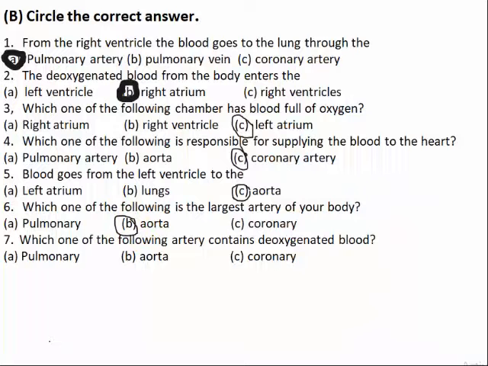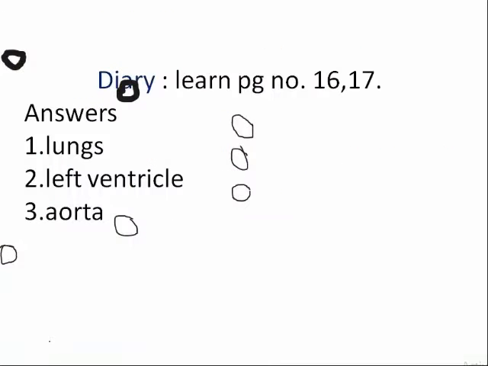Which one of the following arteries contains deoxygenated blood? The artery which contains deoxygenated blood is the pulmonary artery. So this is your question, and your diary work is to learn pages number 16 and 17, and here are the answers of your PK testing.